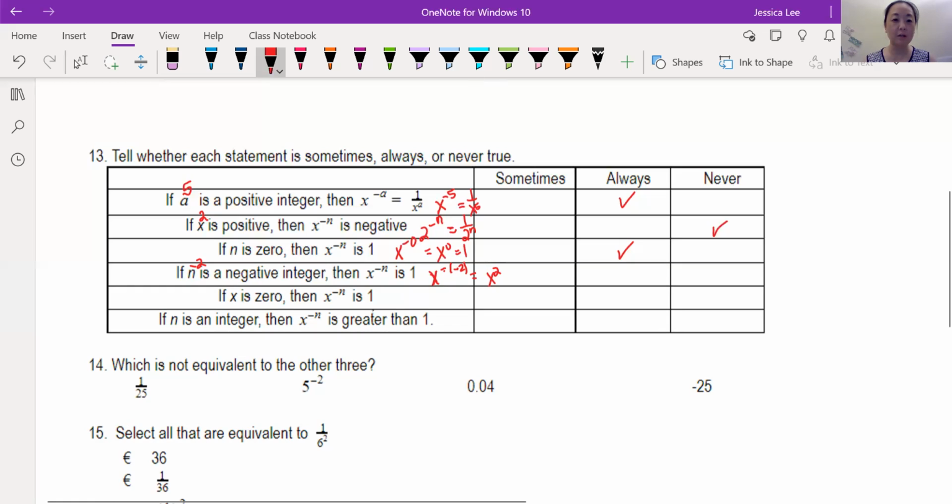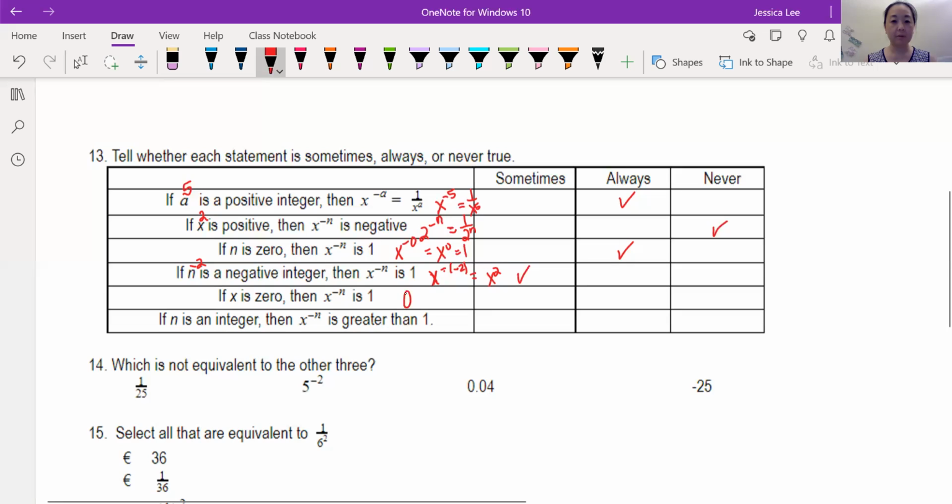So this is x squared. Is x squared 1? Well, if x was 1, then yes, that's true. But what if x was 5? Then that'd be 5 squared, which is 25. So that would not be true. It's sometimes true, sometimes not true. So therefore, sometimes. Now, if x is 0, got it, x is 0, we have 0 to the negative n power.